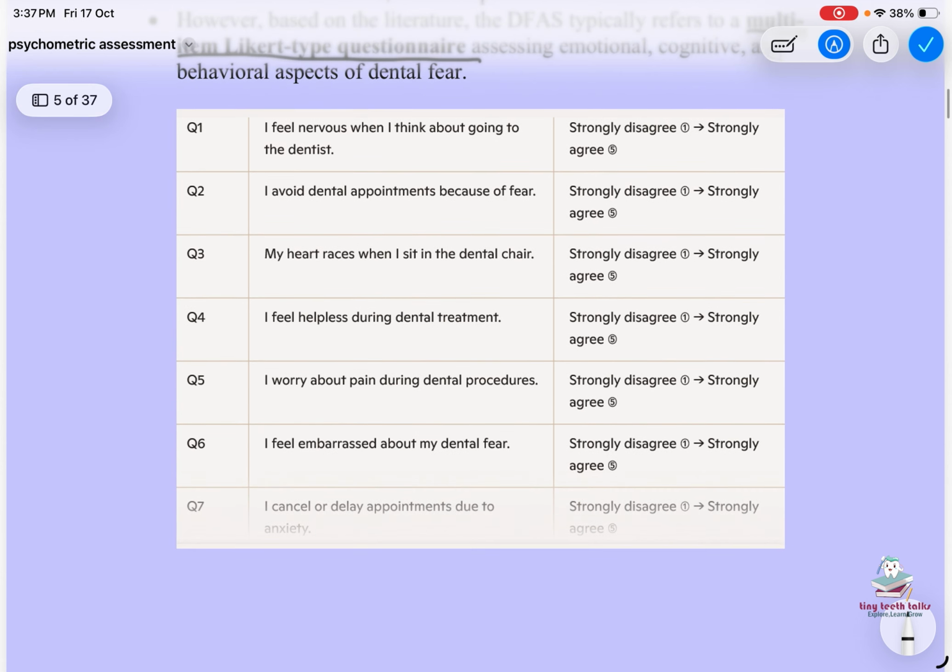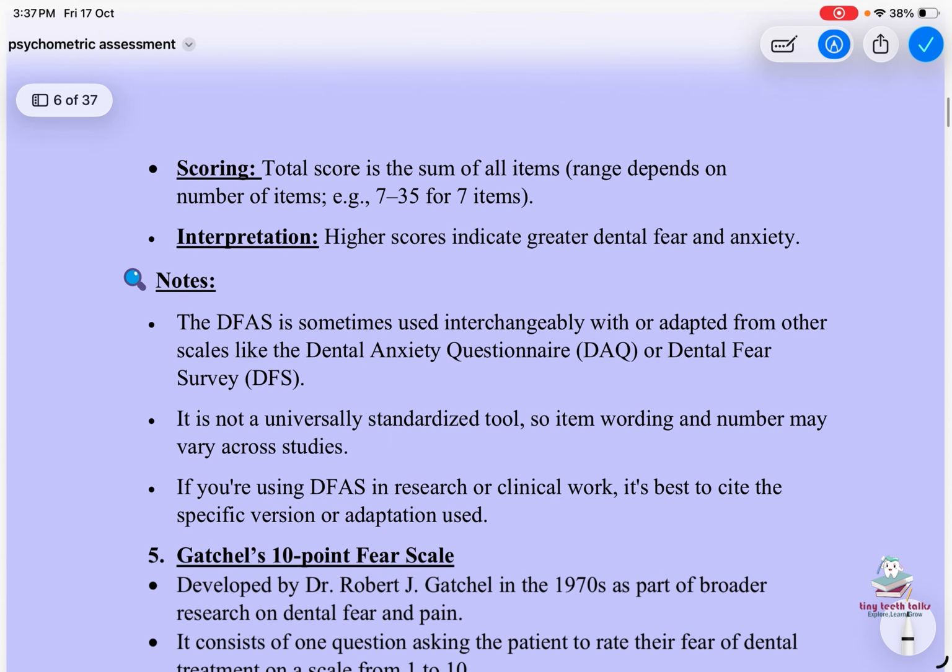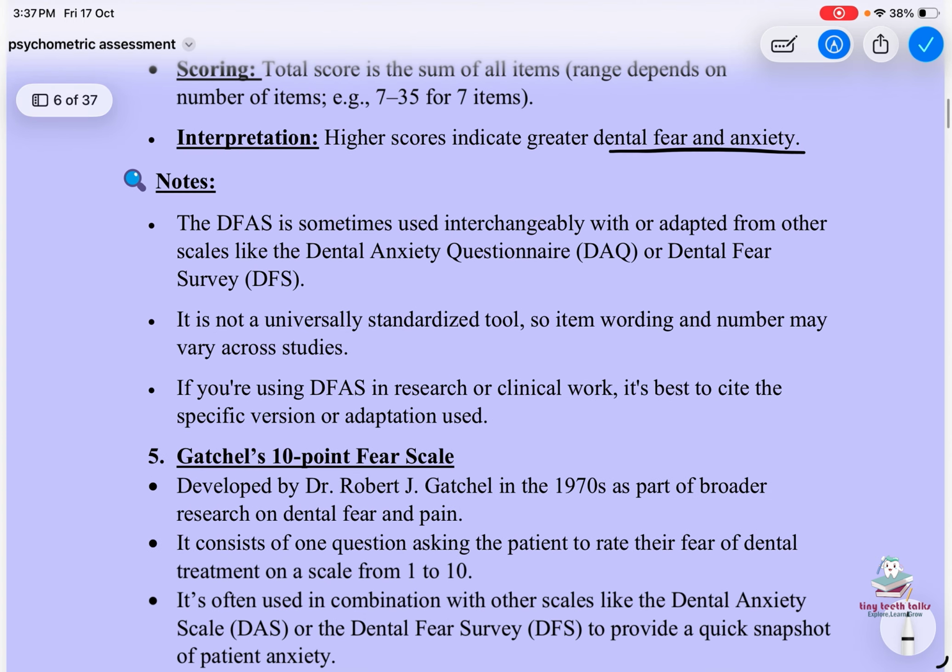So these are the questions they generally ask, with responses from strongly disagree to strongly agree. Total scoring is a sum of all items, which is 7 to 35 for 7 items, and higher scores indicate greater dental fear and anxiety. You have to take note that the Dental Fear Anxiety Scale is sometimes used interchangeably with, or adapted from, other scales like the Dental Anxiety Questionnaire or Dental Fear Survey.